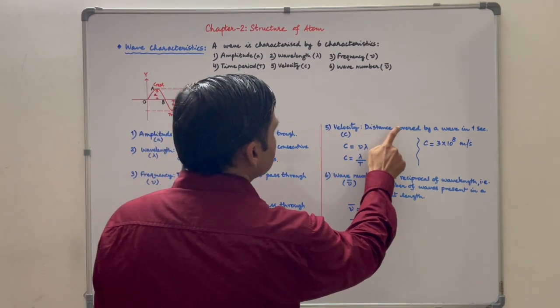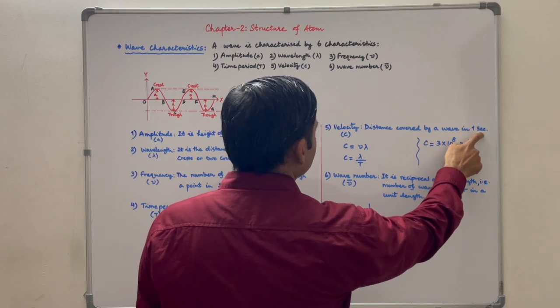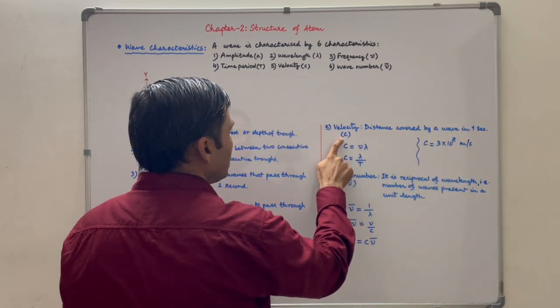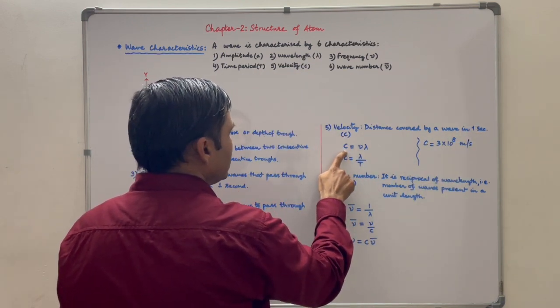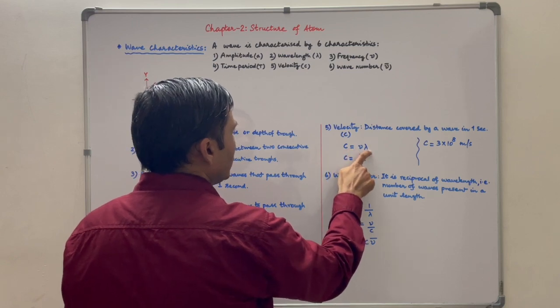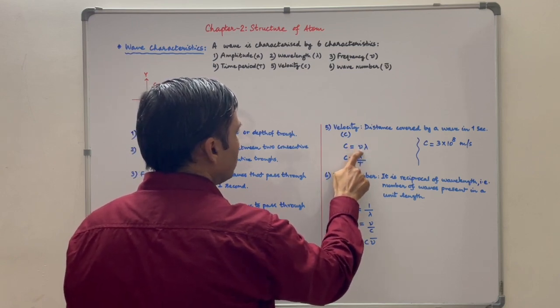Velocity, distance covered by a wave in 1 second. It is represented by small c. The relation between c, nu and lambda is given by c = νλ.